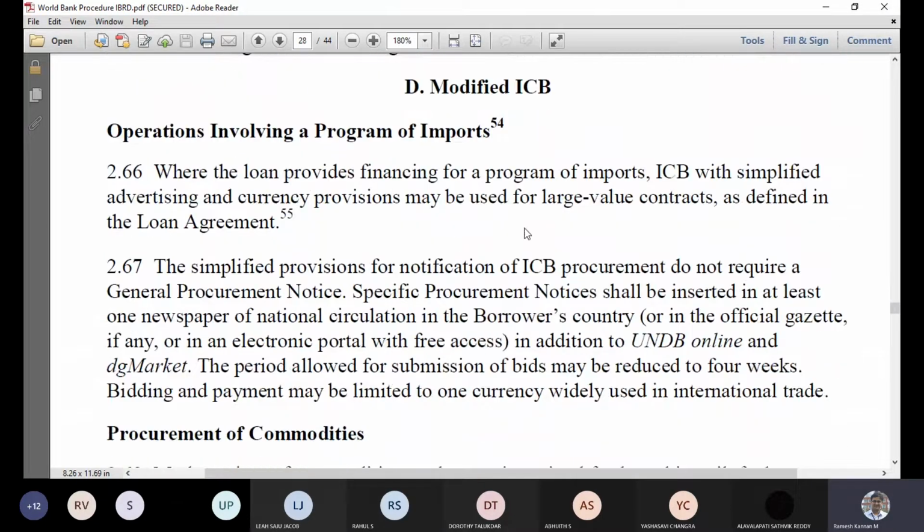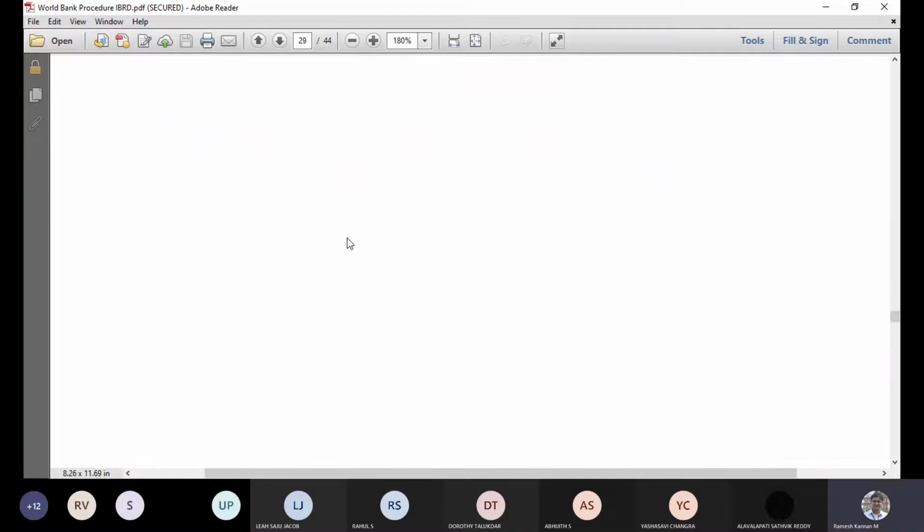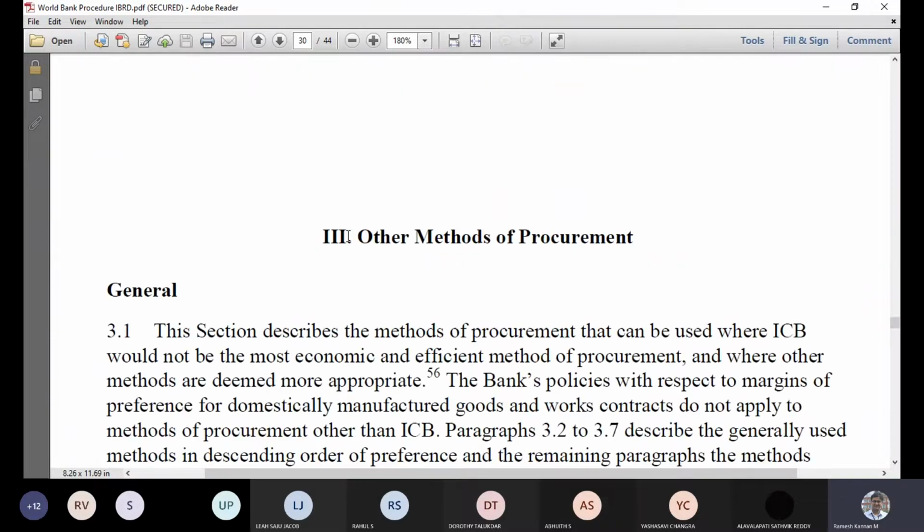And it can be modified based on some differential thing, like for example large value contracts, they can have a financial program for sanctioning and also releasing the fund or something like that. And I think that's it.